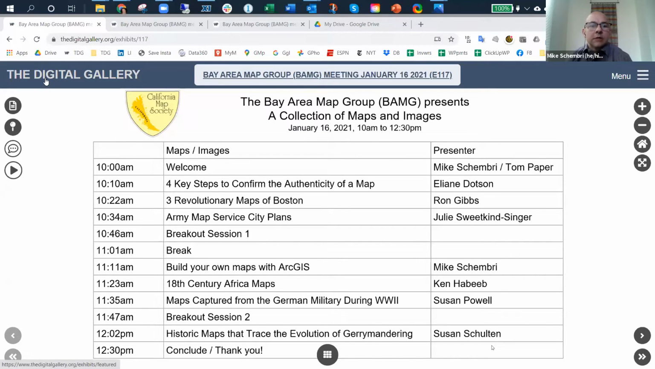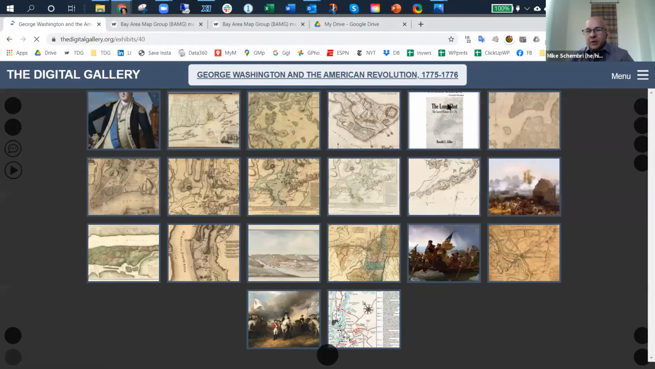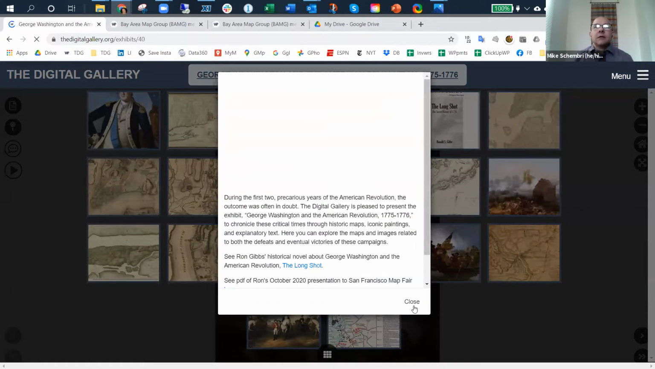Our next speaker is John Gibbs. He is the president and director of the California Map Society. And today he is going to talk to us about three maps of Boston, 1775.